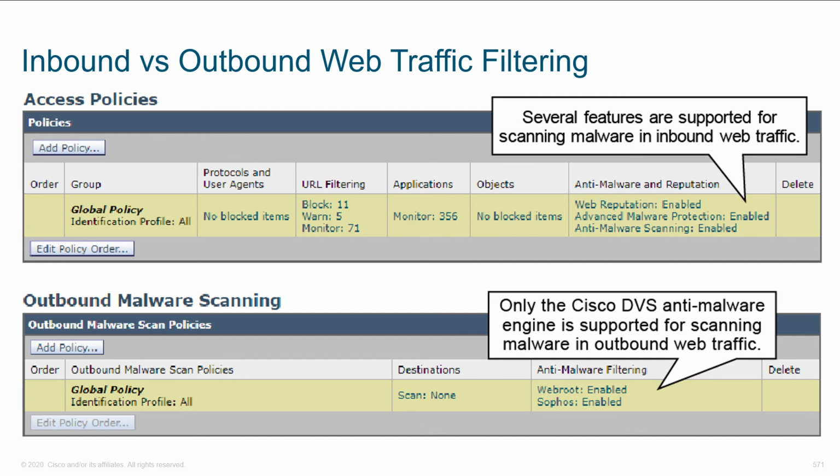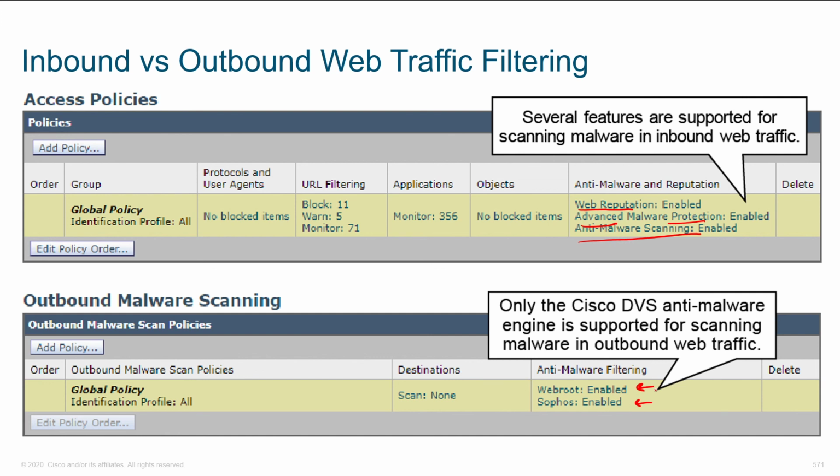Here's where you can see your access policies. And you'll notice with inbound and outbound access policies, inbound on top, notice for anti-malware and reputation, they're using web reputation. They're using anti-malware protection or AMP. They're also using anti-malware scanning. What we see down here is just access for Webroot and Sophos. We don't see AMP down there.